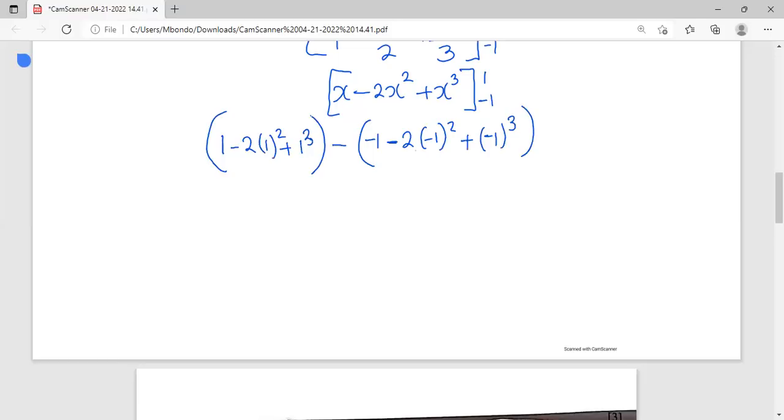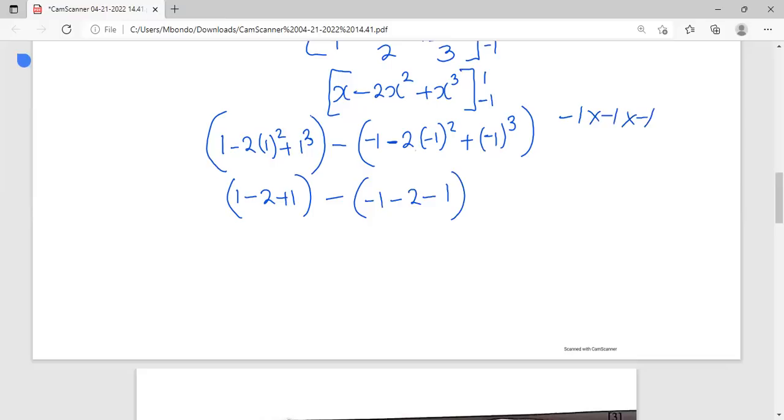So when you work this out, this will be 1 here minus 2. I'm sure you know this will be 1 here. Then plus 1. Minus, here we have minus 2 minus 1. You know this will be a positive here. This will be a positive. So a positive, and this one we keep. Then this one will be negative. Negative 1 cubed gives us negative 1.